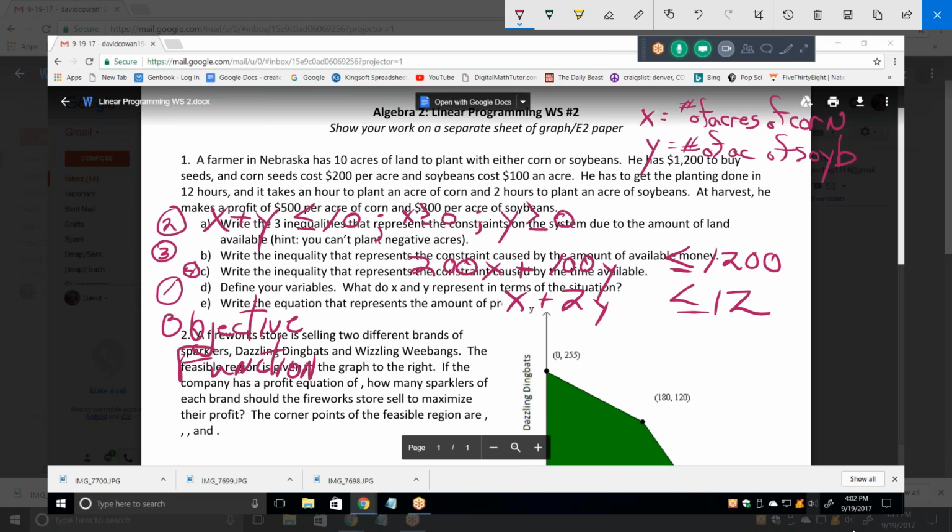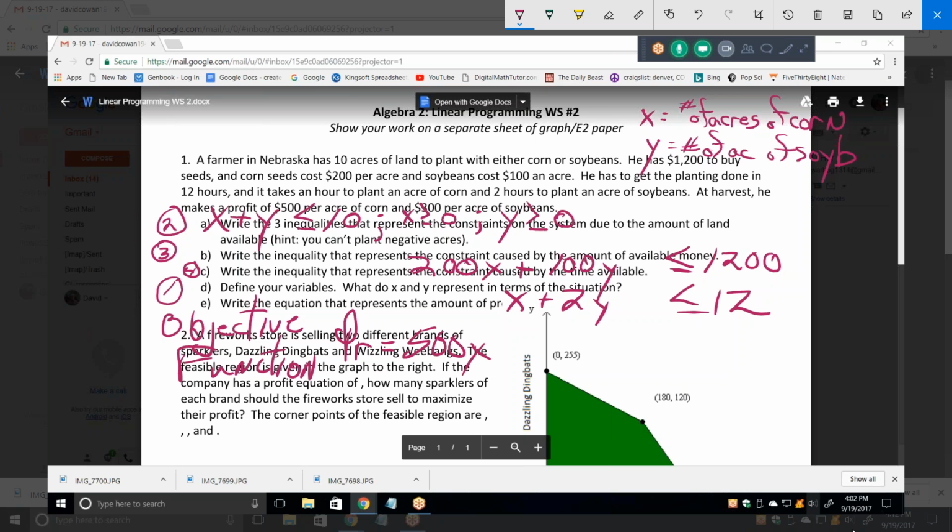The last sentence: at harvest, he makes a profit of $500 per acre of corn and $300 per acre of soybean. So his profit is what, defined in terms of x and y? How much are you going to make on all of the corn he produces? $500. Oh, that's per acre. 500x? That's the total amount.